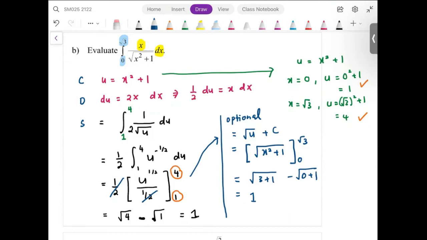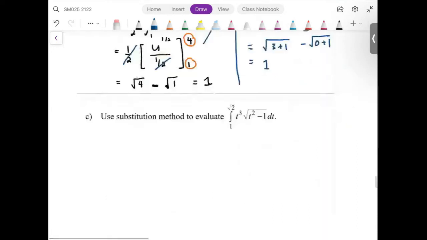Dua-dua jalan kerja boleh, dua-dua jalan kerja valid. So up to you mana satu awak nak buat. Awak nak tukar limit in term of u. So after integration terus substitute limit baru. Or kalau tak nak tukar limit, you have to replace back your function in term of x, baru substitute limit x. Okay. Kita proceed next question.